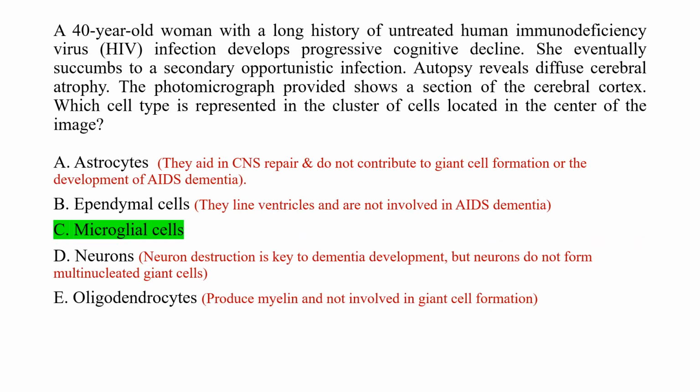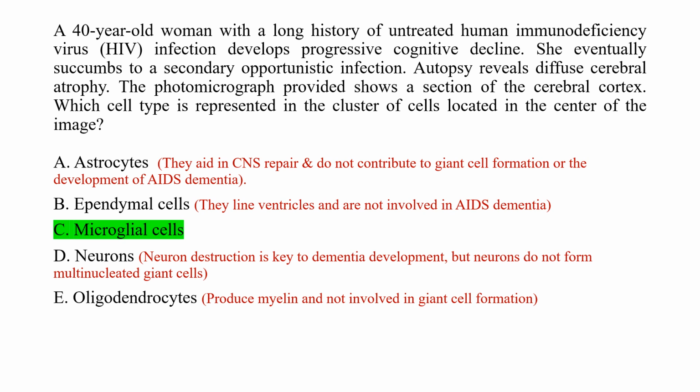Let's have a look at why the other options are incorrect. Option A, the astrocytes are crucial for repairing the central nervous system, and while they can be infected by HIV, they don't play a central role in AIDS dementia. They do not form multinucleated giant cells or contribute directly to the progression of AIDS-related dementia.